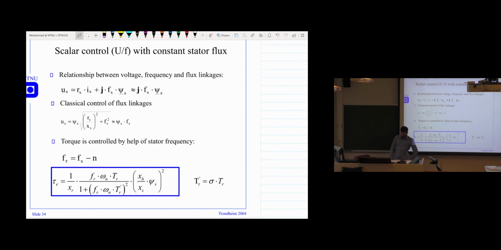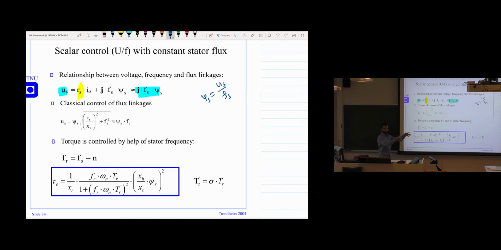What does a constant stator flux mean? We know that already. The stator voltage, which is Us, you can write it like this. If the resistor is very small, and this stator resistor is only 1-2% in per unit, so that's very small, then we can get the stator flux, which is the ratio between the voltage and the frequency.